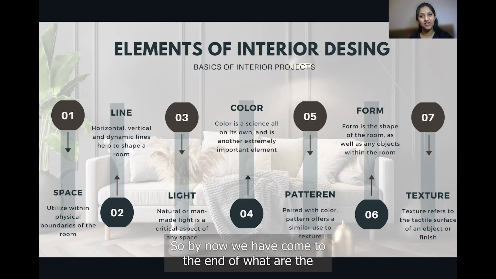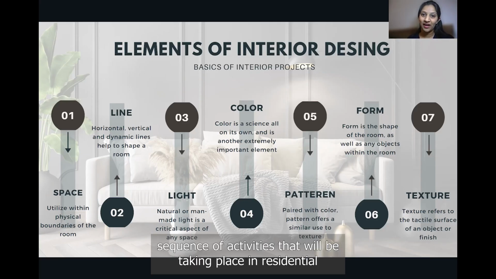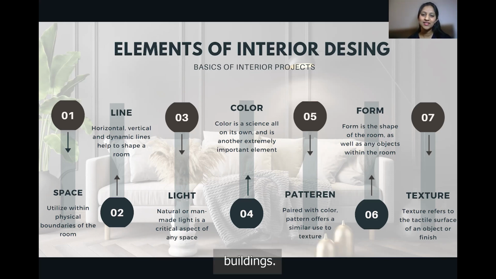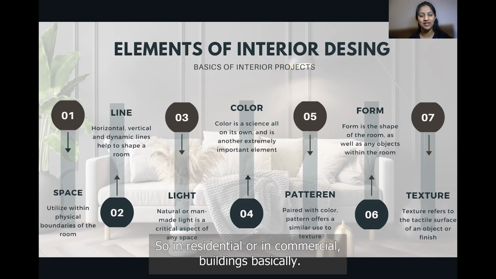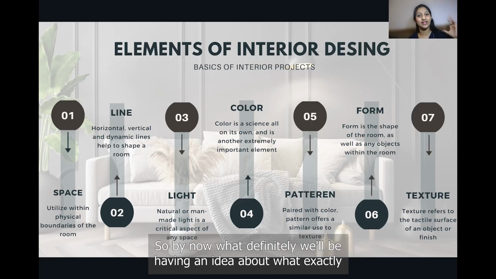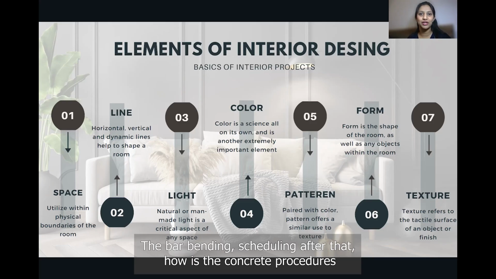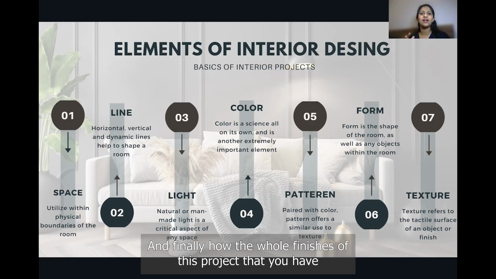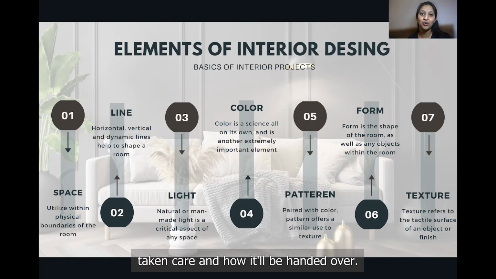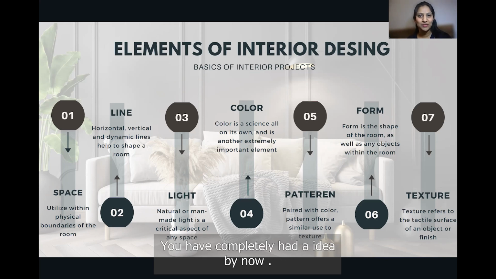So by now, we have come to the end of the sequence of activities that take place in residential or commercial buildings. By now, you will have an idea about what the substructure was, what the superstructure was, then the bar bending scheduling. After that, how the concrete procedures were carried out, and finally, how the whole finishing of the project is taken care of and how it will be handed over. You have had a complete idea by now, I believe.